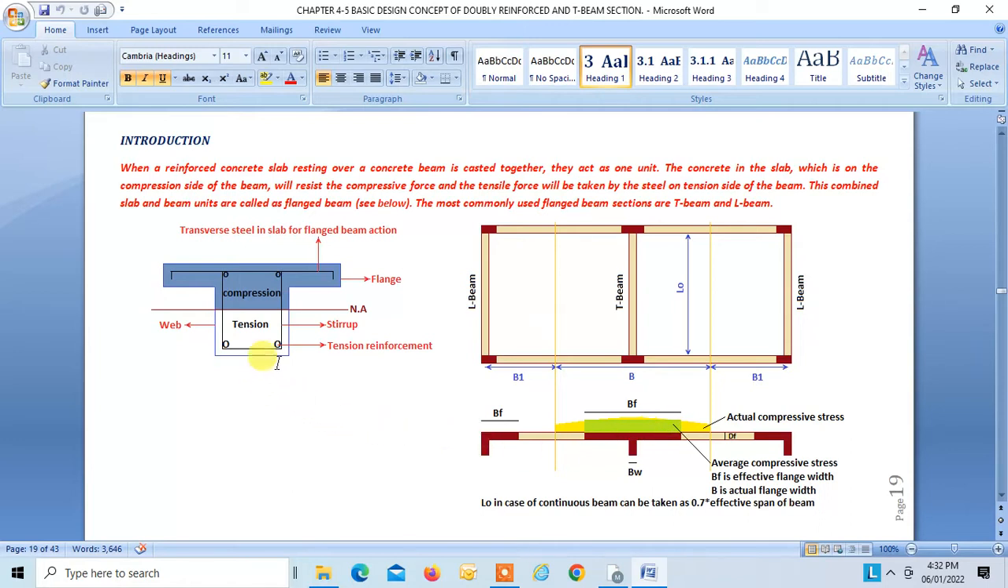So this is a T-beam. This is known as the flange, and the bottom portion is known as the web. This is the transverse reinforcement, which has to be tied properly with the web reinforcement to make the slab and beam act integrally. They have to be cast together. The joint has to be monolithic.